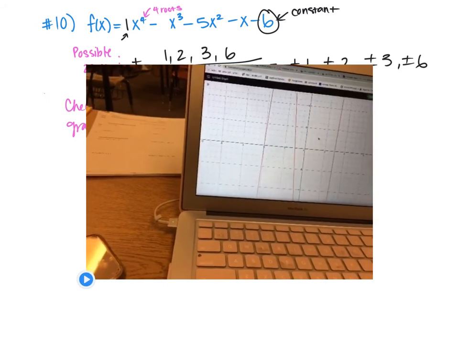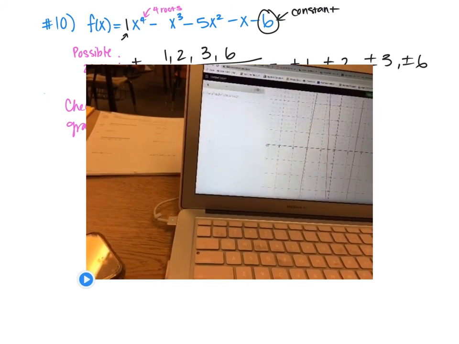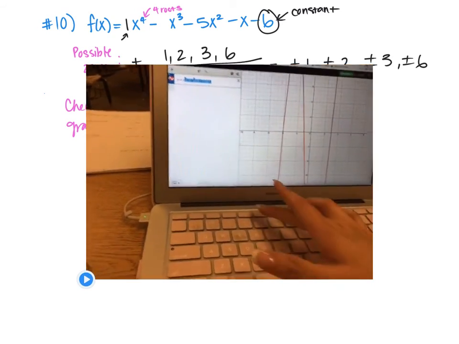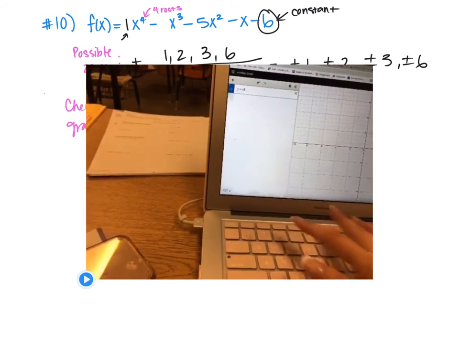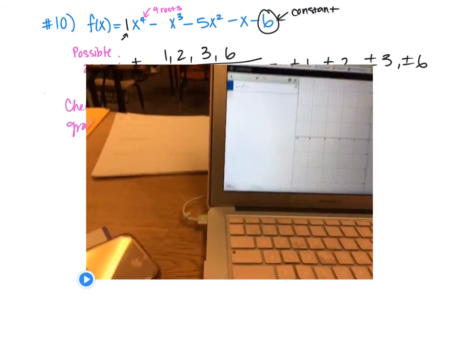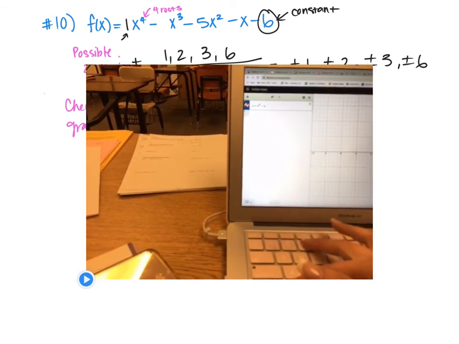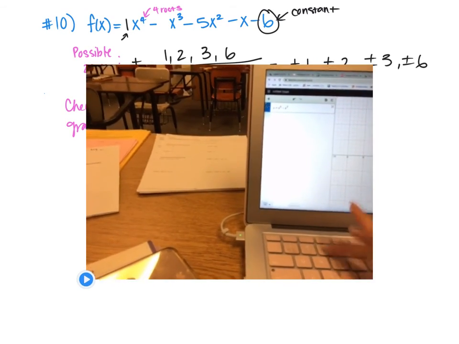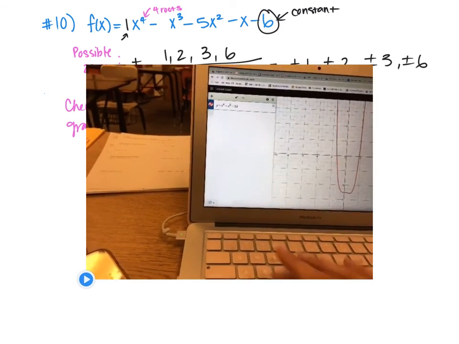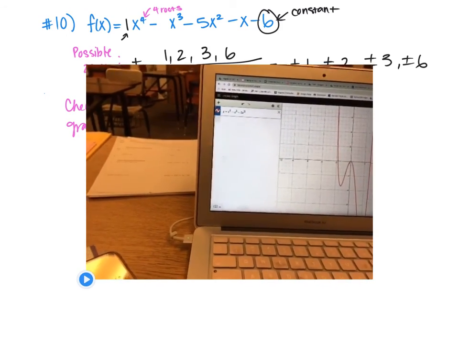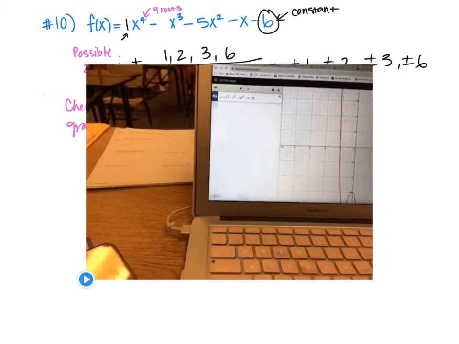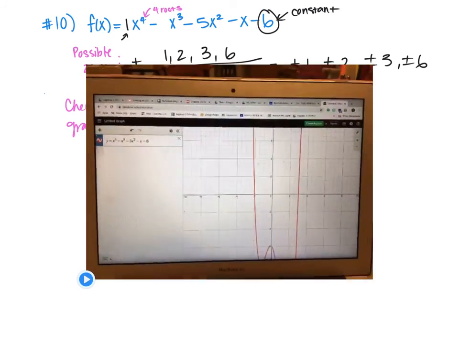All right, so again, I'm just going to type this into Desmos. So I'm going to open this up. So this time, what is this equation? X to the 4th. So this is going to be now to the 4th power. Oops, sorry, that's not supposed to be there. 4th power minus x to the 3rd. Minus 5x squared minus x minus 6. All right, so let's take a look at this graph here.